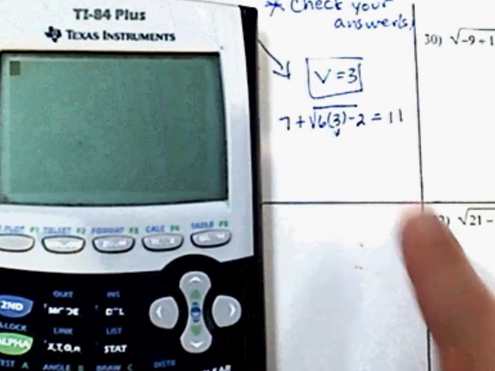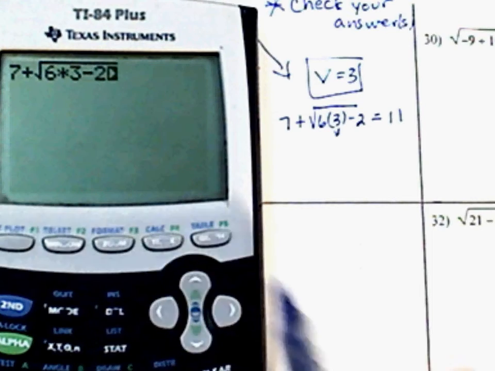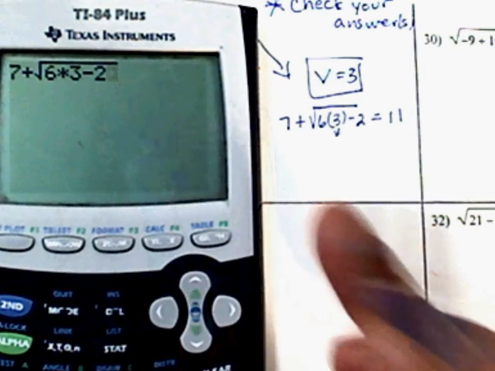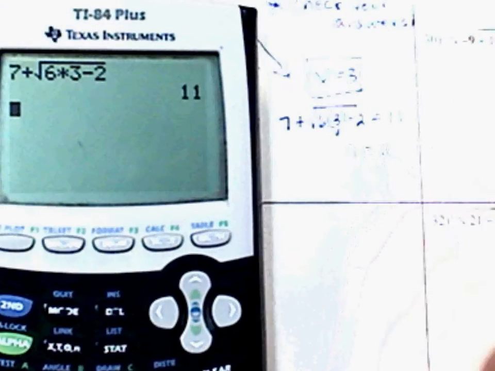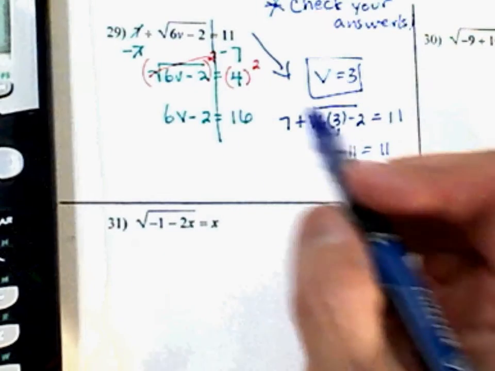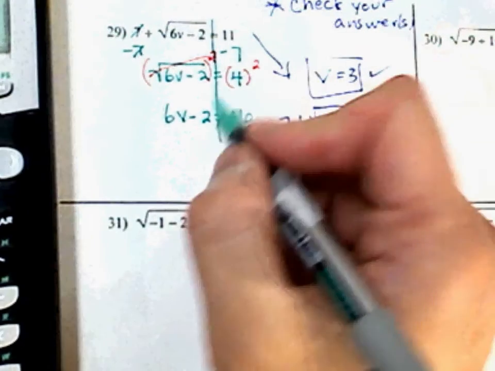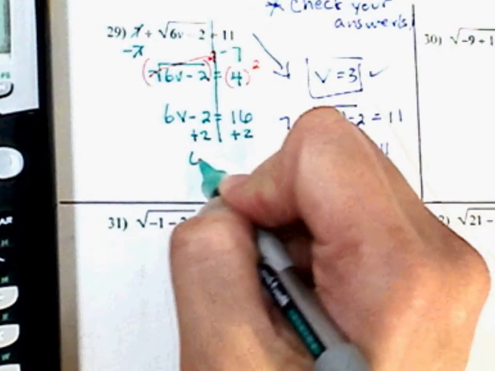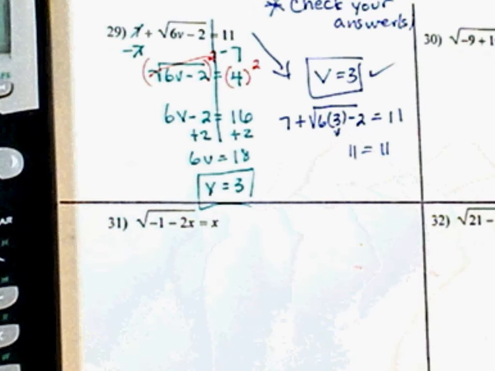to check right here. 7 plus square root 6 times 3 minus 2. Make sure your radical sign is all under that and hit enter. So is it 11 equal to 11? Absolutely. So that means this is the right answer. Okay. Let me go ahead and finish this one on this paper. There's your answer. Number 30.